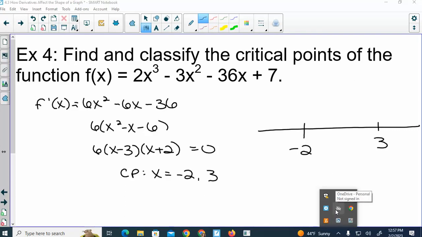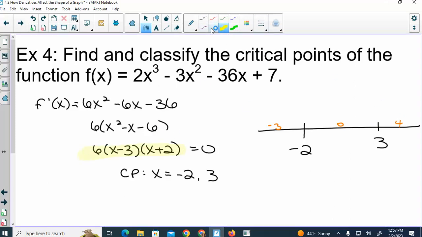-2 and 3. So you set your derivative equal to 0. You factored out the 6. 6 doesn't equal 0, so we only get those 2 critical points. So we have to test smaller than -2, between -2 and 3, and bigger than 3. And we're plugging them into the derivative. The easiest place is the factored form. The 6 is positive, so that's not going to change anything. If you put in -3, -3 minus 3 is negative, -3 plus 2 is negative, and a negative times a negative is positive. If you put in 0, 0 minus 3 is negative, 0 plus 2 is positive. Negative times positive is negative. If you put in 4, positive times positive is positive.